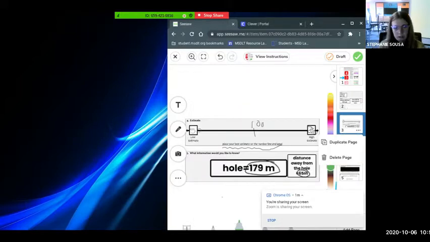So yesterday we learned that the hole was 179 meters long. The course is 179 meters long, and he's 65 meters away from the basket. So these numbers need to appear somewhere in your math work. You need to have the numbers 179 and 65 somewhere in your math work. Go ahead and work on that as we're continuing on.